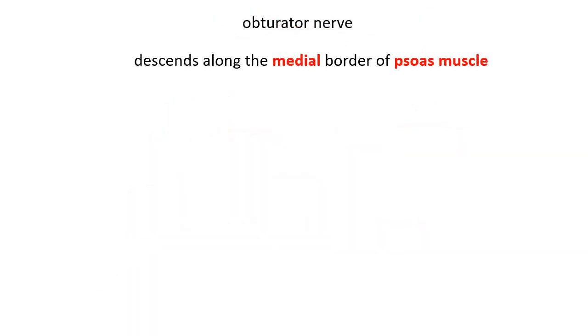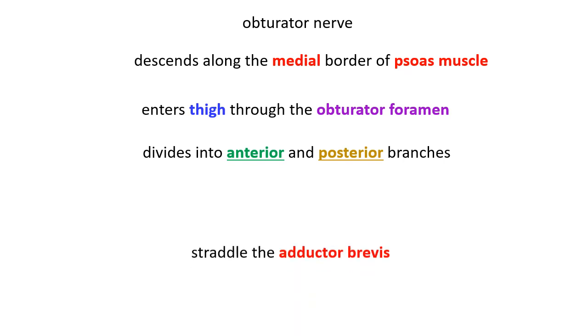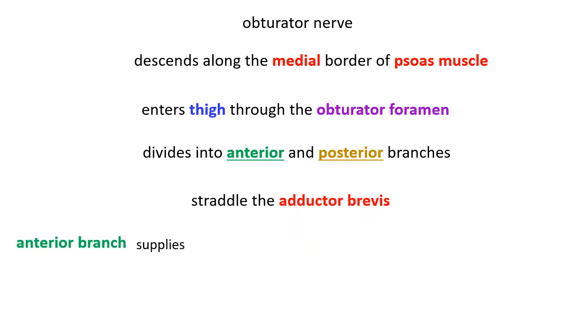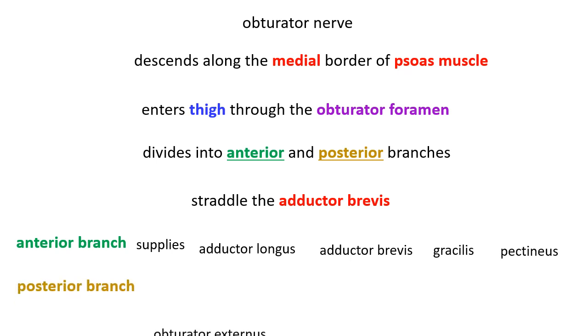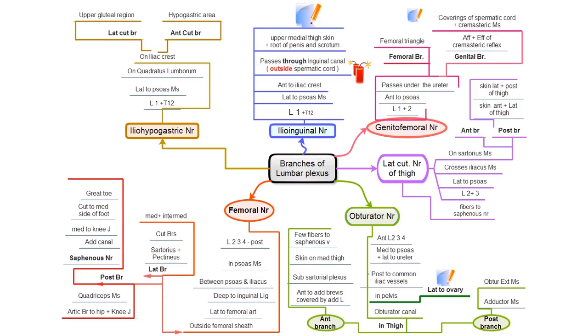This is an animated slide of the obturator nerve. Please press the down button so that you can see the different sentences. Now let's look at the genitofemoral nerve.